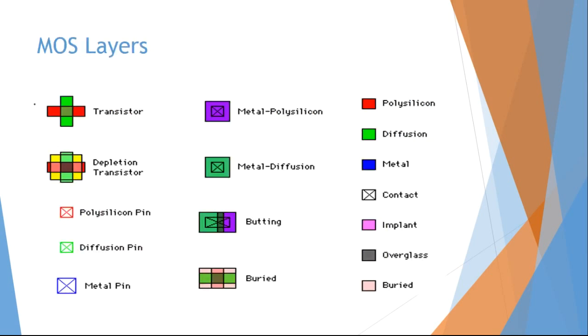So this is the general MOS layer representation. These are the different color codes provided to the different layers so that they can be more conveniently studied. Suppose for polysilicon, red color is there, for diffusion, green color is there, for metal, blue color is there, for contact, this kind of a symbol is used. For implantation, this kind of a color is used. For overglass, this color, and for buried, the same color is used, right?